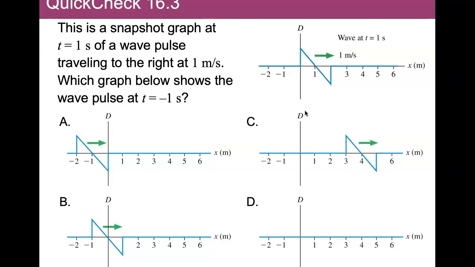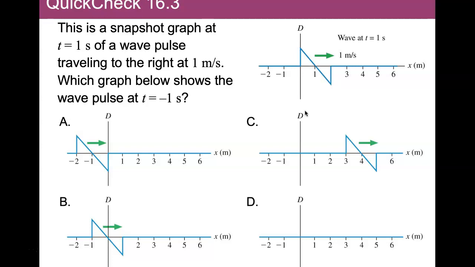This is another quick question, so take a few seconds, pause the video, try to figure out the answer. All right, so we know the snapshot at t equal 1, and we're interested in the snapshot at a previous time, right? So what should we do?